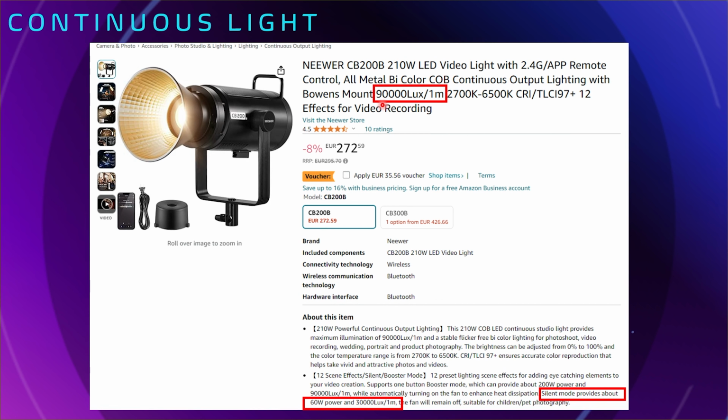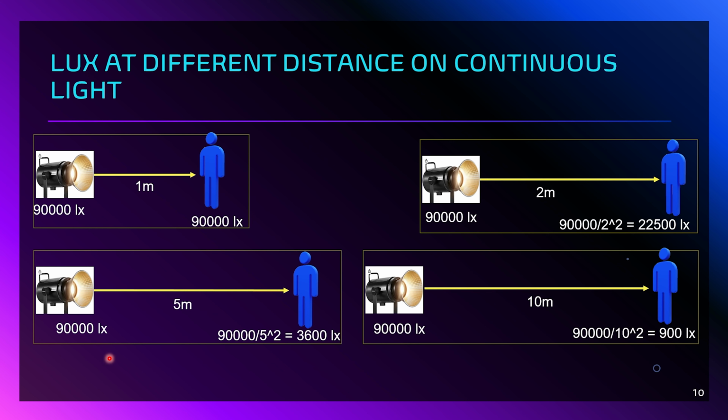Now we can consider another example. Our light source is still the same and we place our subject 5 meters away. Now the equation changes to 90,000 lux divided by 5 meters, 5 is the distance, raised to 2. So the lux on the subject will become 3,600. So if you are placing a subject 5 meters away from a light source which produces 90,000 lux, you will get 3,600 lux on your subject. And if you again increase the distance to 10 meters, you will get only 900 lux. I hope you understood how the light is decreasing when increasing the distance.